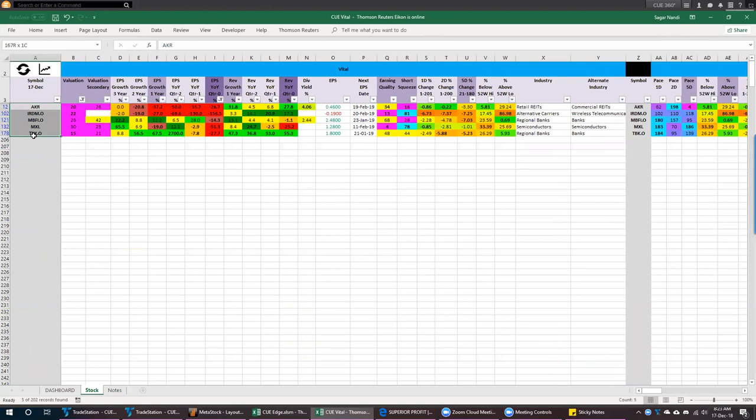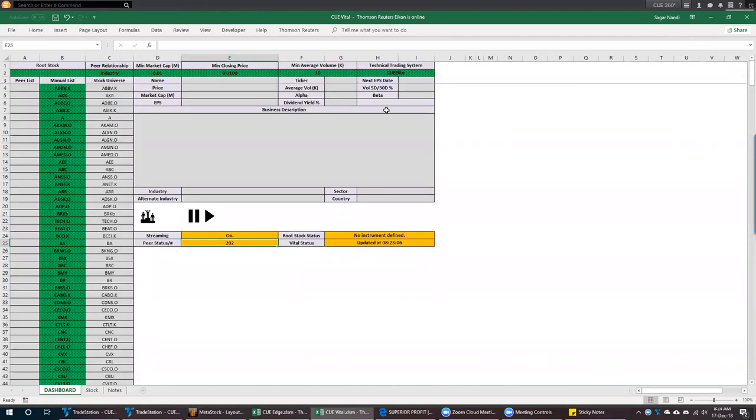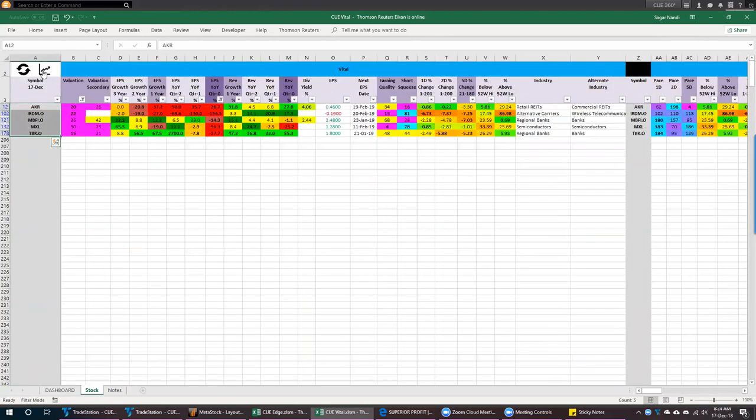Now let us look at them through Q charts. We could look at them through Q Elite or Q Global. It is set to Q Elite. Let me use Q Elite.